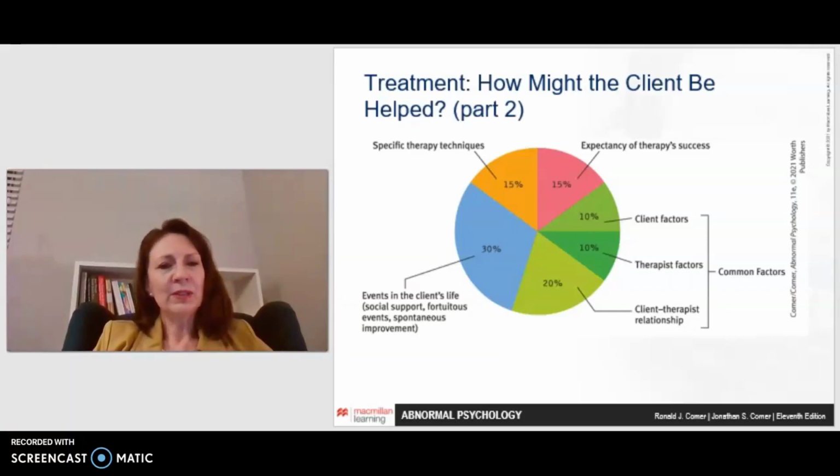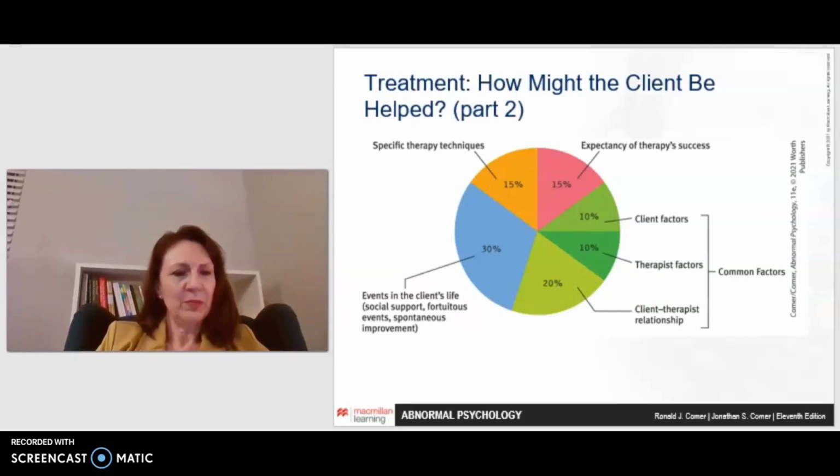So all of these things come into play when we think about how the client might be helped. And we will be looking at more specific treatment information in other chapters. And I will take up with Chapter 5 next.